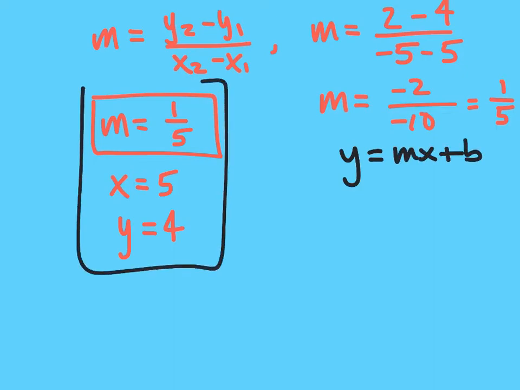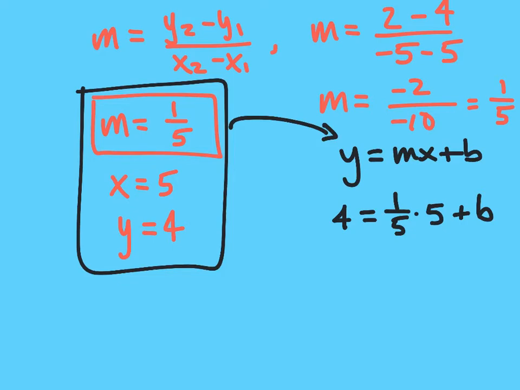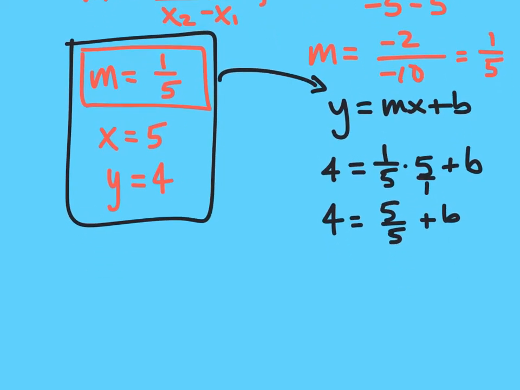I'm going to take all my numbers and substitute them into this equation, just like I had done on the previous example. This is going to give me 4 is equal to m, which is 1/5, times x, which is 5, plus b. Now when I take 1/5 times 5, that's like taking 1/5 times 5 over 1. It's going to give me 4 is equal to 1 times 5 is 5, 5 times 1 is 5, plus b. Now 5 divided by 5 is simply just 1.